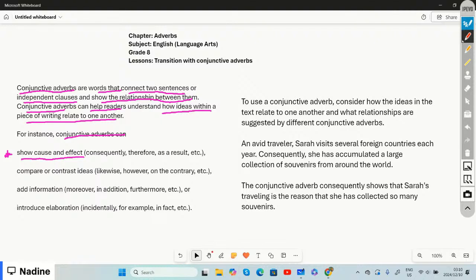and we see that when it comes to conjunctive adverbs, we say that it can show cause and can show effect, and we can use words like consequently. Consequently is a word that we can use. This is now basically to connect either two sentences or independent clauses.